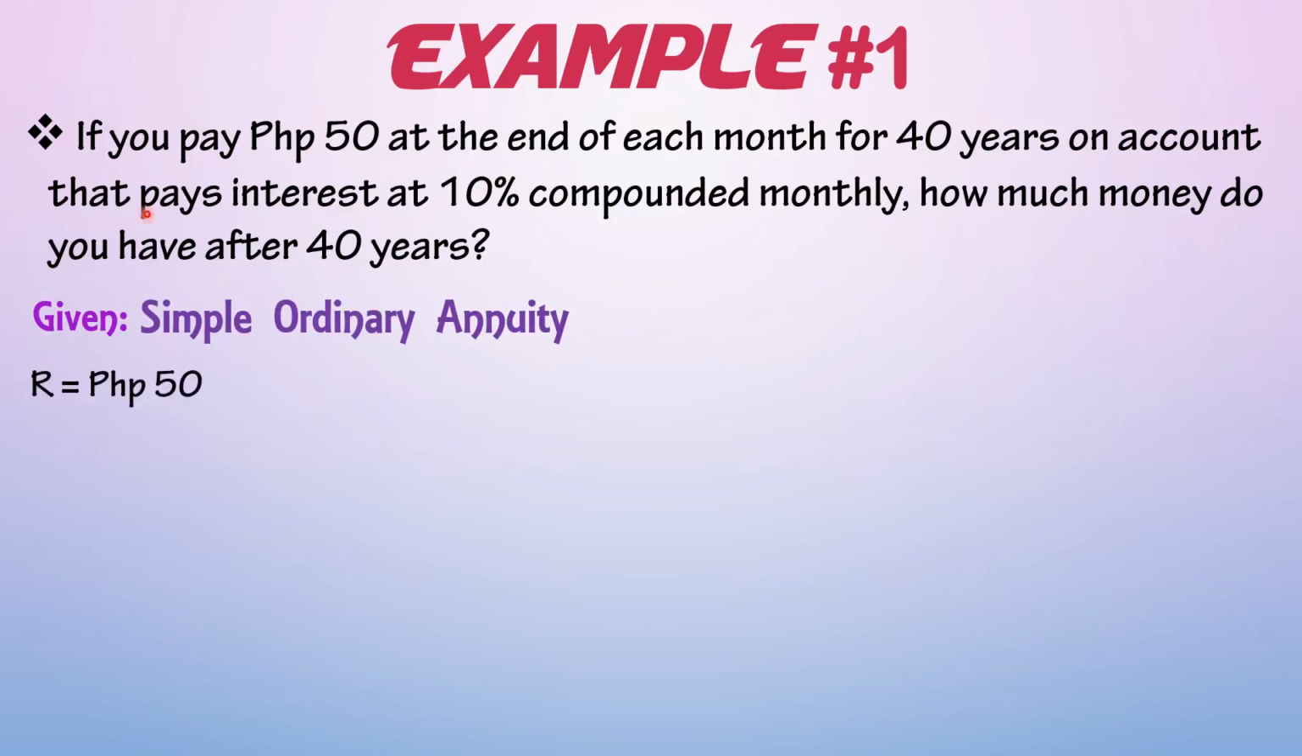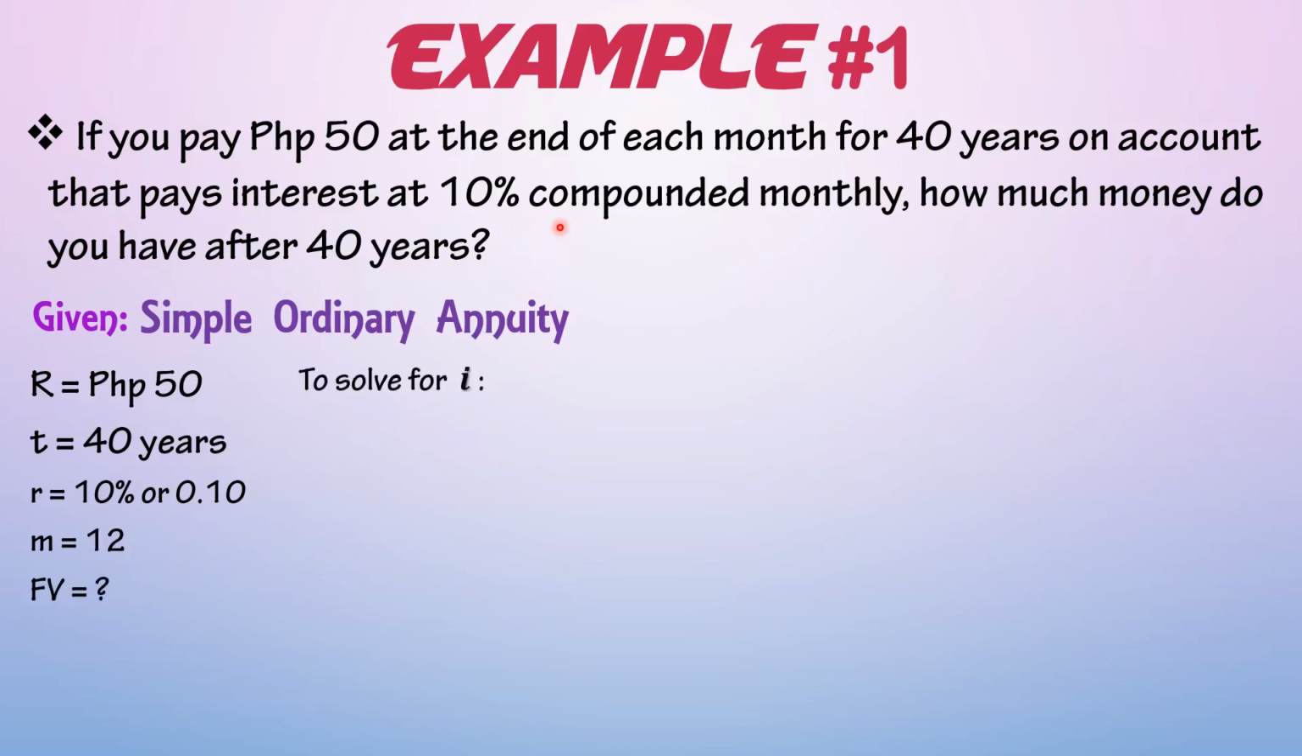So the given values are: your regular periodic payment is 50 pesos, your R. Your T here is you're going to pay for 40 years. Your R is 10%, or change to decimal: move it 2 places to the left or divide it by 100. So you will have 0.10. And then your M is monthly, so that will be 12. And you are asked to find the future value.